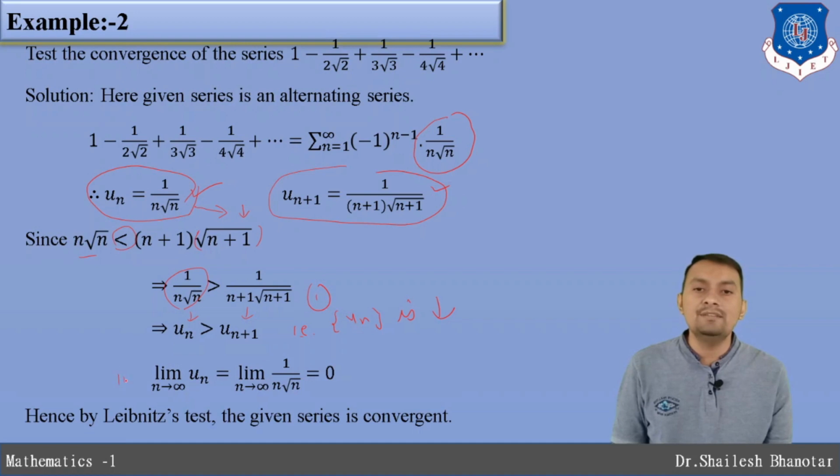And what about the second one? The limit of the nth term, that is 1 divided by infinity, is going to be 0. Therefore, by the Leibniz test, or you can say the alternating series test, the series is convergent.